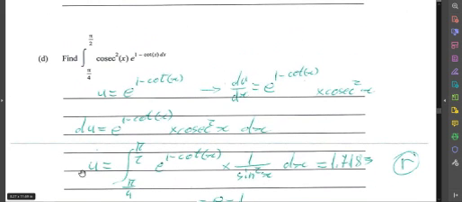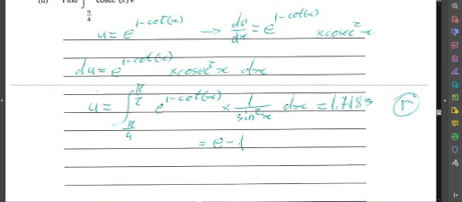Wonderful. So now u is going to be the integral, yeah, between pi over 4 and pi over 2 of this e to the power of 1 minus cot of x times cosec squared, which is 1 over sine squared, and that is that. You just enter it into your calculator, and that is also e minus 1. So why did I cut it short here?